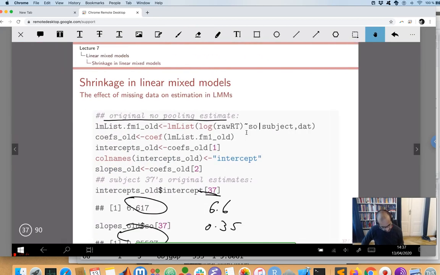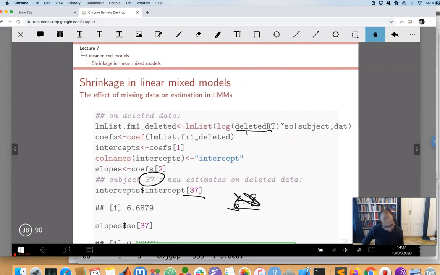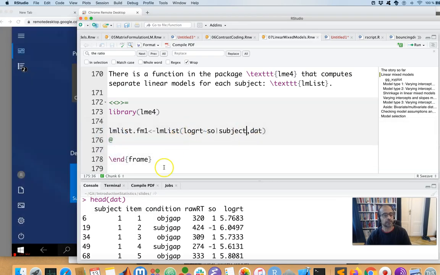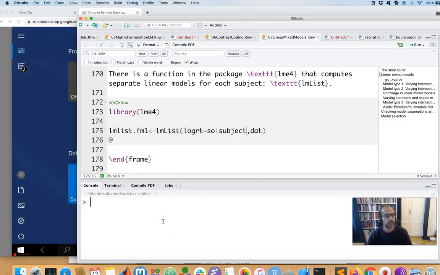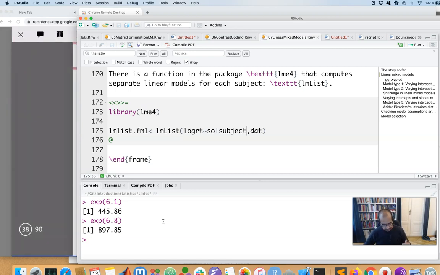It was earlier 6.617, and now it's 6.68, right? So the difference between 6.61 and 6.68 doesn't seem very large, but actually it is quite large on the log scale. Let me show you. The exponent of 6.1 is 445, and the exponent of 6.8 is almost double that amount on the millisecond scale. Okay, so that's quite an impressive slowdown. After deleting half the data, I've ended up with a much slower average reading time.